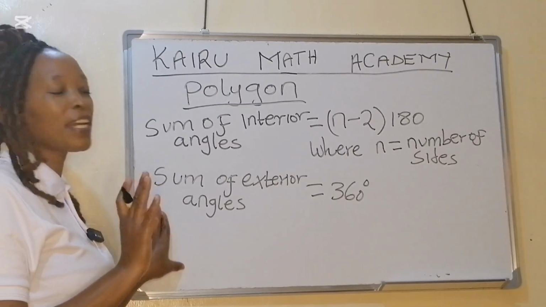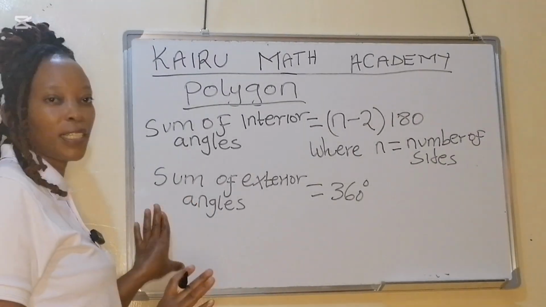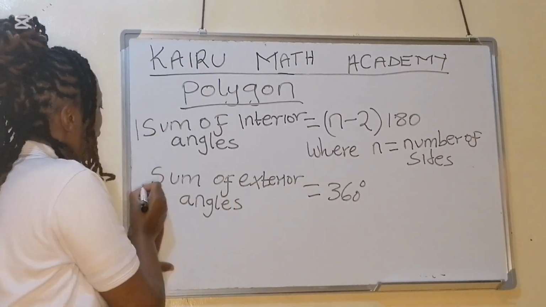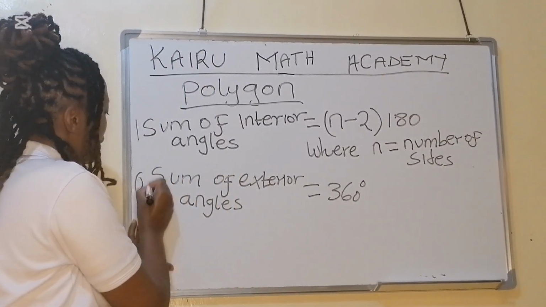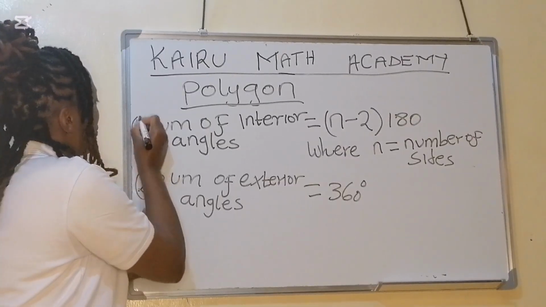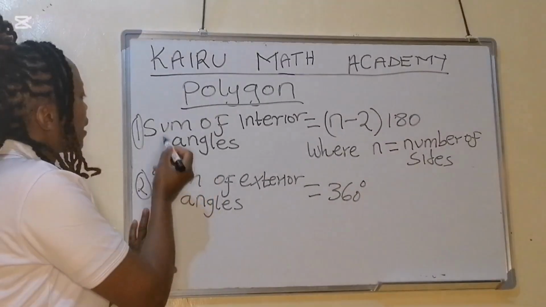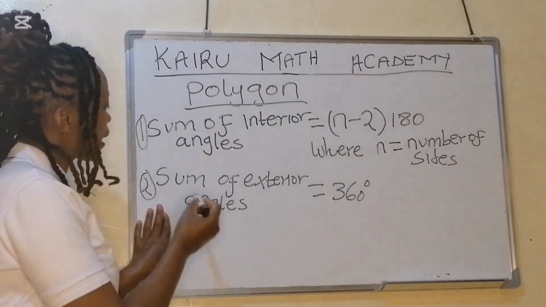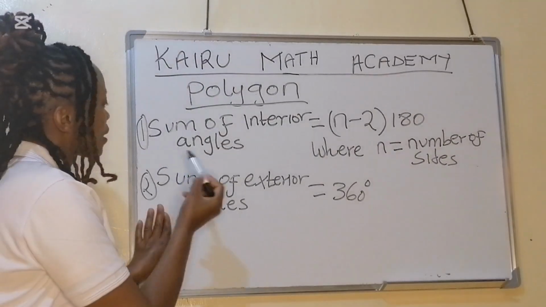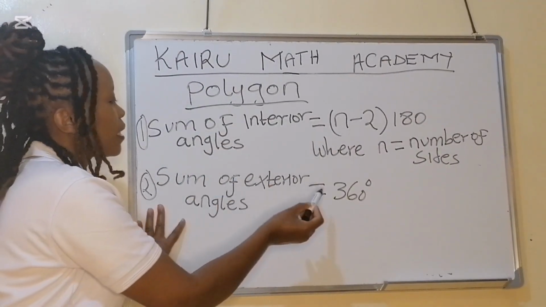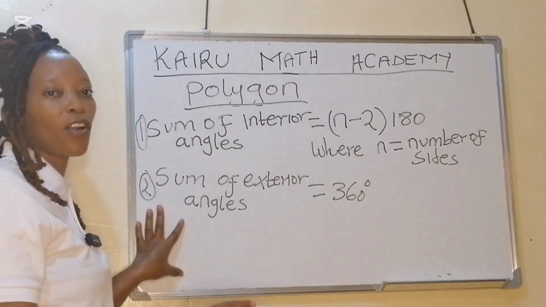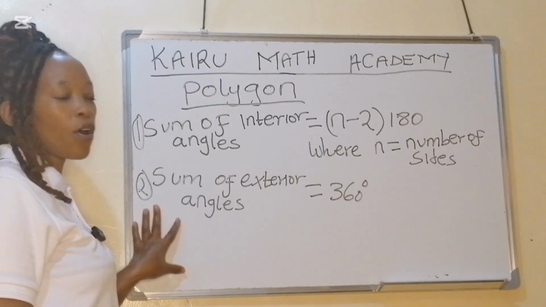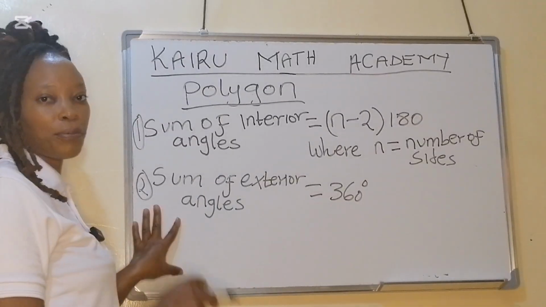So before you even answer a question on polygon, write these 2 formulas. We have the first one and the second one. The first formula and the second formula. Write this formula. The sum of interior angles n minus 2 times 180. Then write the other formula. Sum of exterior angles is 360. When you add all exterior angles, you get 360. So I hope you are with me up to that point.